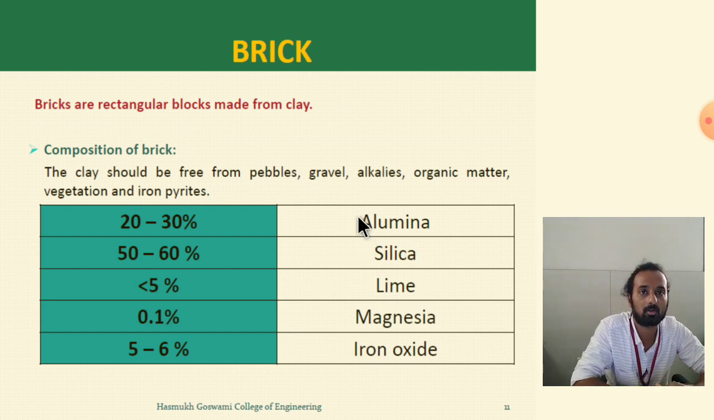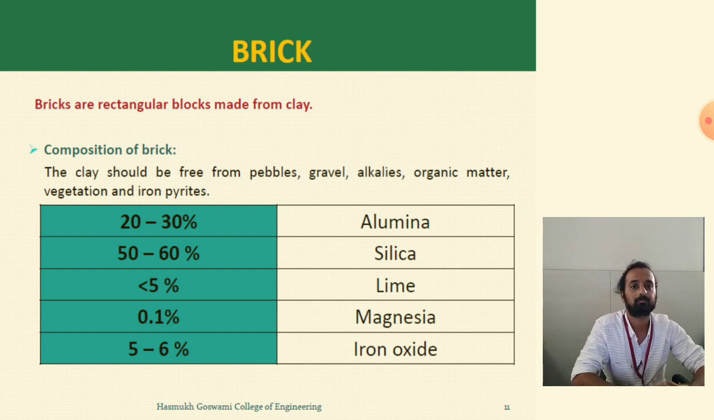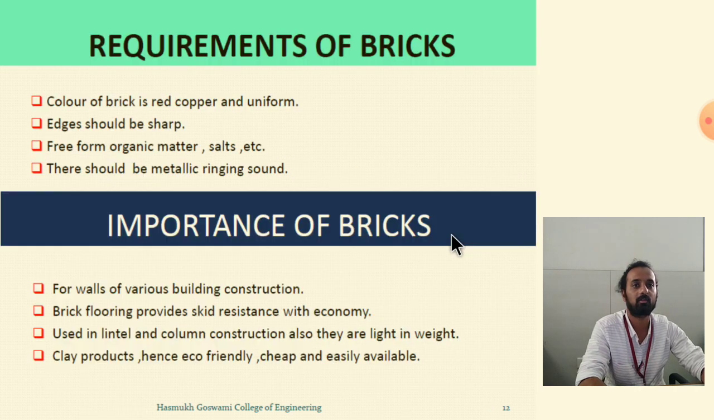Bricks are rectangular blocks made from clay. The composition of bricks should be free from pebbles, alkalis, organic matter, vegetable matter and iron pyrites, and it should contain alumina around 20 to 30%, silica around 50 to 60%, lime less than 5%, magnesia 0.1%, iron oxide 5 to 6%.